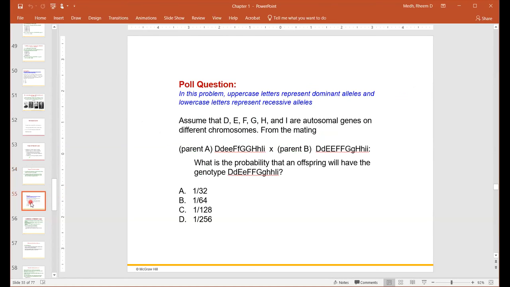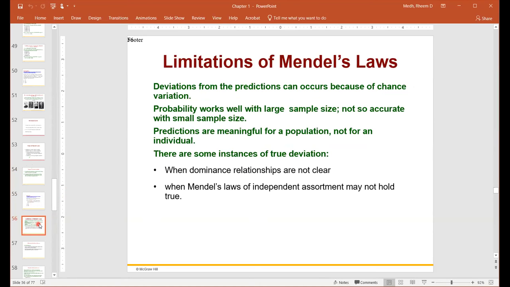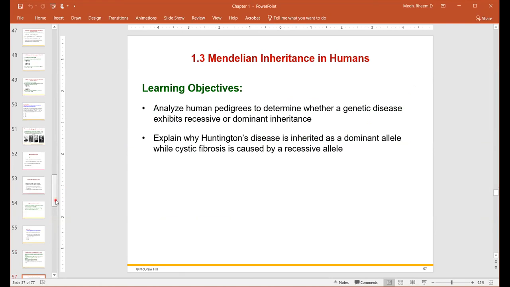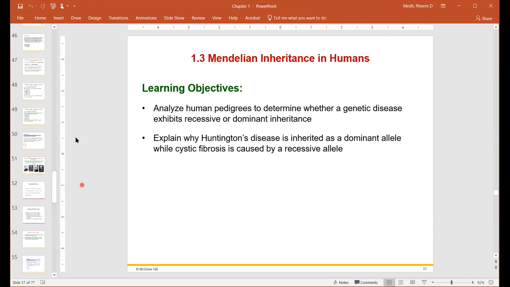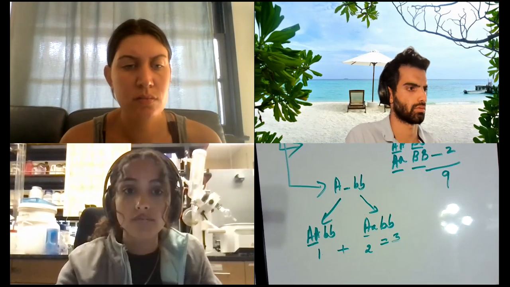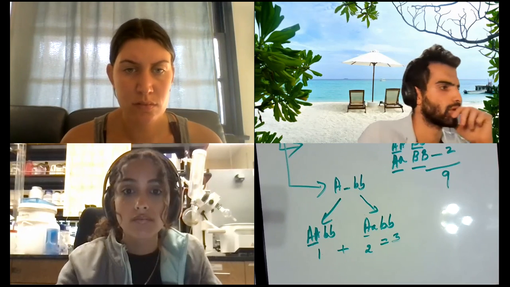I'm going to start with this in the next class, and then we move on to Mendelian inheritance in humans. Okay, we have a couple of calls and then we go to that one. I'm going to stop share, and then let's see if you guys have any questions. I can answer them quickly before we stop today's session.